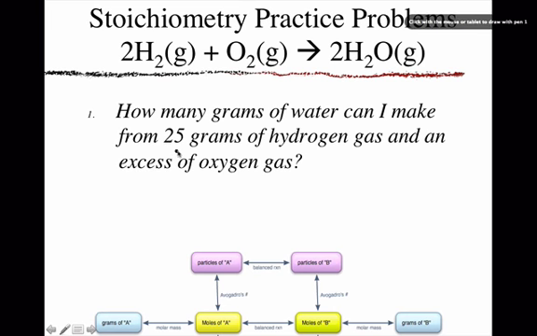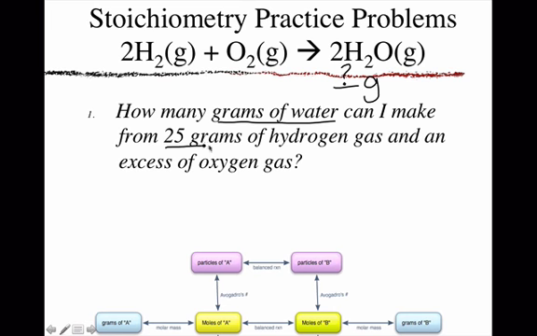So what I like to do when I'm doing these is it's saying how many grams of water. So I like to go here and I'm looking for grams. So I would put like a question mark with grams underneath the water so I know that's where I need to go.